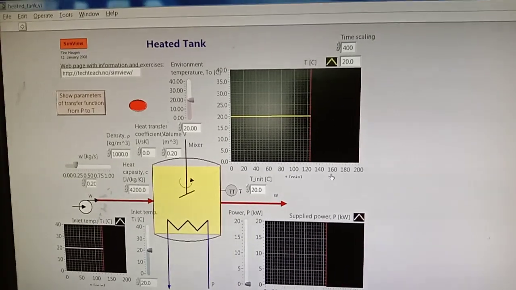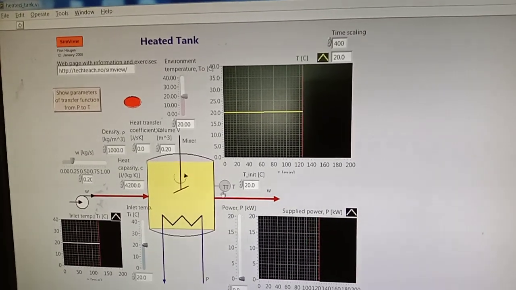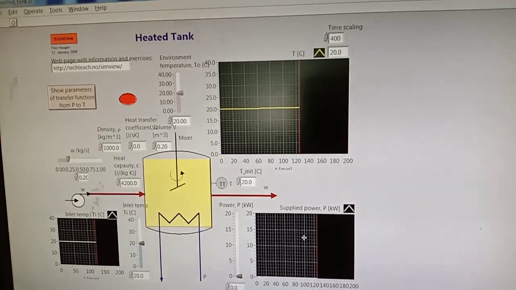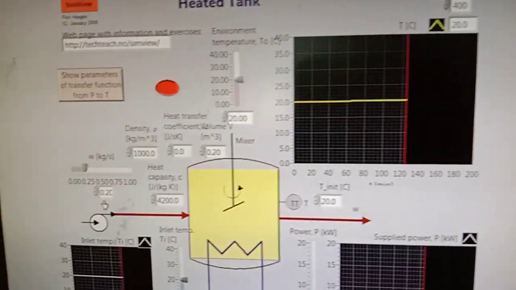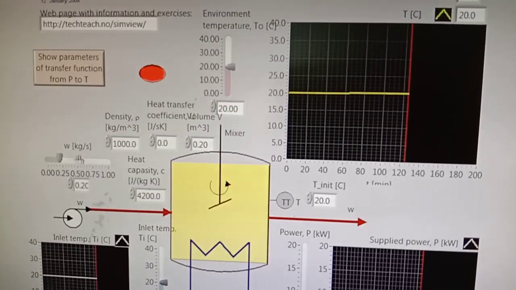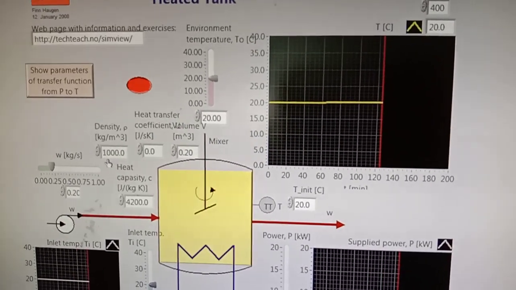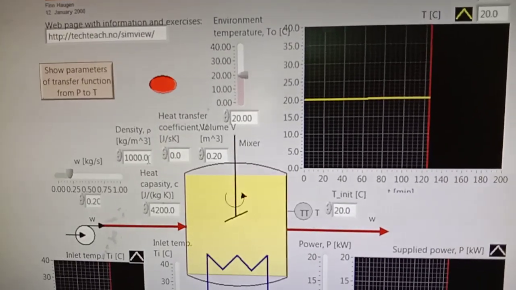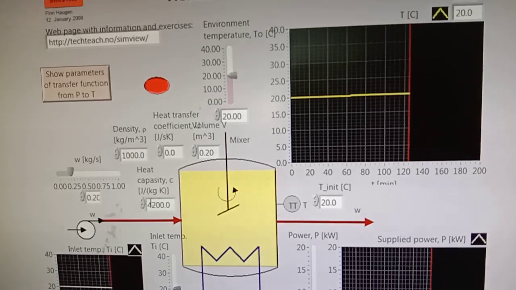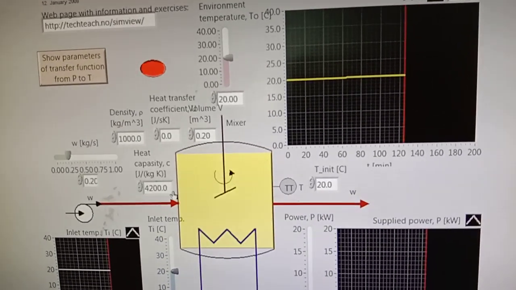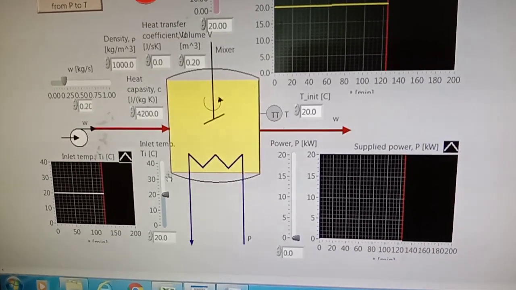So here the water is the working fluid, and all its properties we are utilizing to conduct the experiments. We are taking the mass flow rate of the water as 0.2 kg per second, the density as 1000 kg per meter cube, and the heat capacity of the water as 4200 joules per kg Kelvin. Okay.